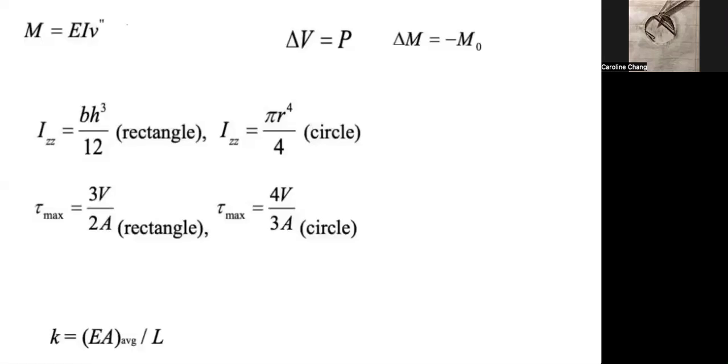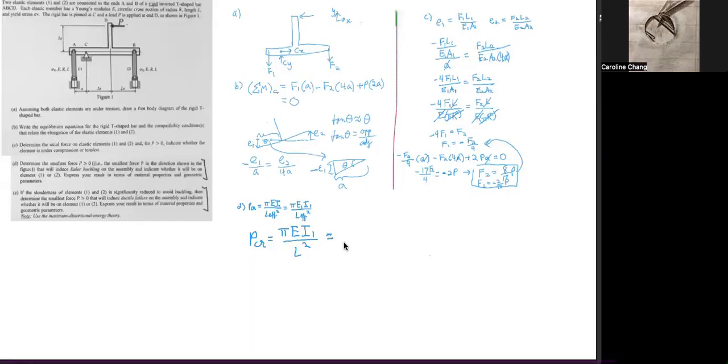Our moment of inertia around the centroid of a circle is given by pi r to the power of 4 over 4. We chose the moment of inertia around the centroid of a circle because each of these members has a circular cross section, so each member will look something like this. So we're finding the moment of inertia around the centroid, so I_ZZ of a circle.